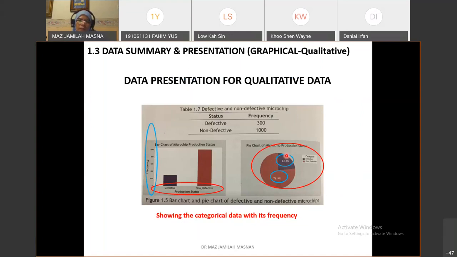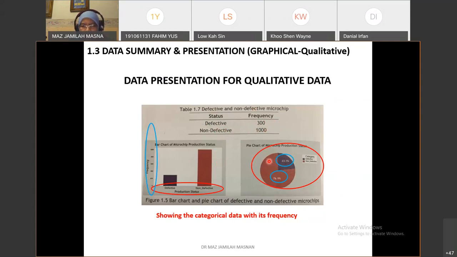Now, let's move to the first, qualitative data, and how we can use graphical form for this particular qualitative data. And this is from your textbook on page 10. Okay, if you can see under example 1.2, okay. So example 1.2 refers to this particular qualitative data. The qualitative or categorical variable is defective and non-defective. So this is the variable that you have, okay? Defective or non-defective. And you have the frequency for the defective parts and non-defective parts. So for this particular table of qualitative data, you can have bar chart or you can have pie chart. Depends on which you need most.